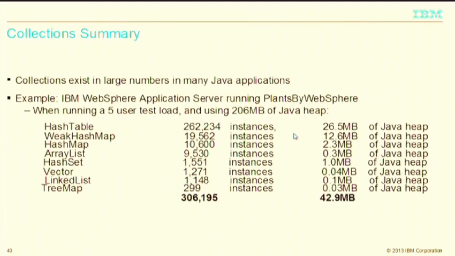So when we looked at this, the first thing we said was, the guy who wrote Plants by WebSphere, he's a hash table guy. But then we were scared because it's like 16% of the live data on the heap that is just the overhead of the collections and not the data inside it, which is the useful thing. So we're wasting 42.9 megabytes to manage our data rather than have the data itself. So we thought there's probably some gains to be had here.